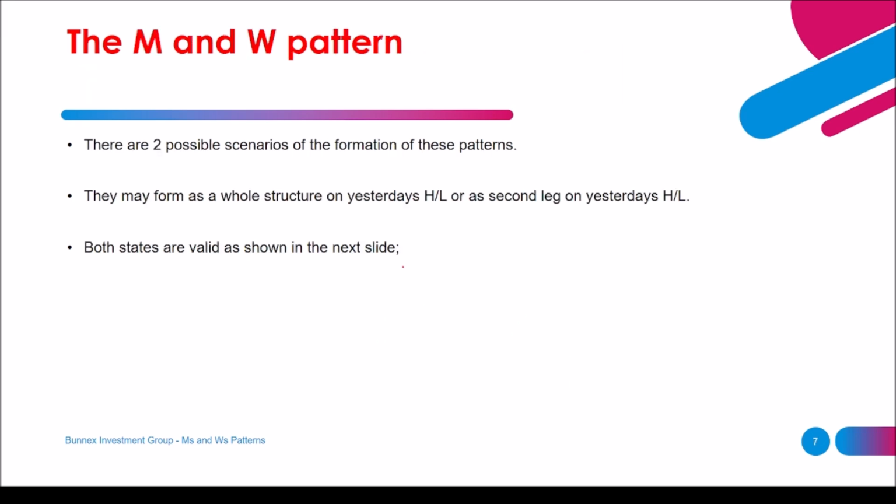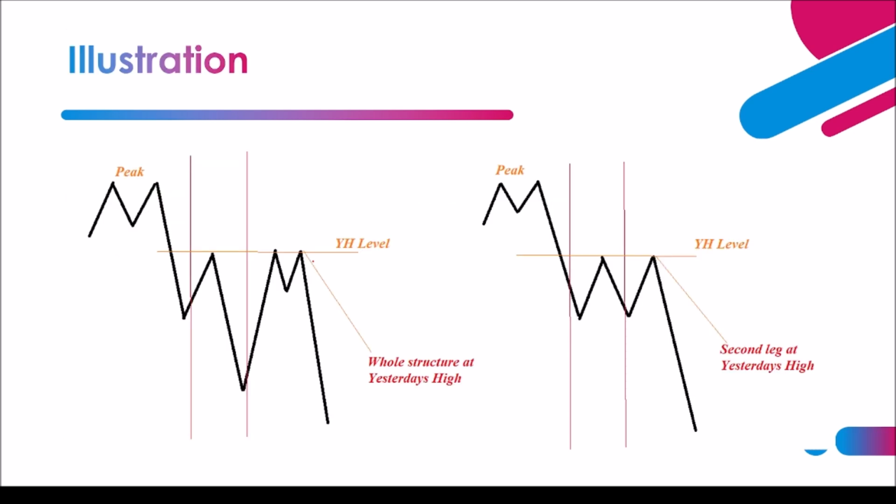This is now a very important concept where we are defining the M's and W's and their variations. There are two possible scenarios of the formation of these patterns: they may form a wall structure on yesterday's high, or it is a second leg on yesterday's high or low. Both these states are valid, as shown in the next slide. So let's now see how these M's and W's vary and occur at yesterday's high.